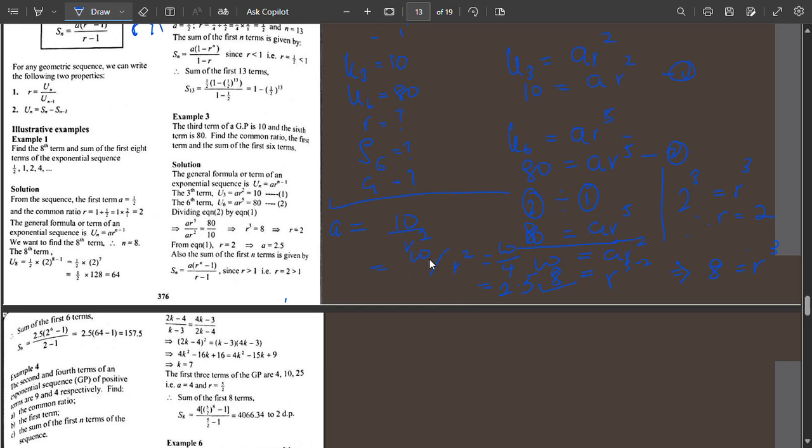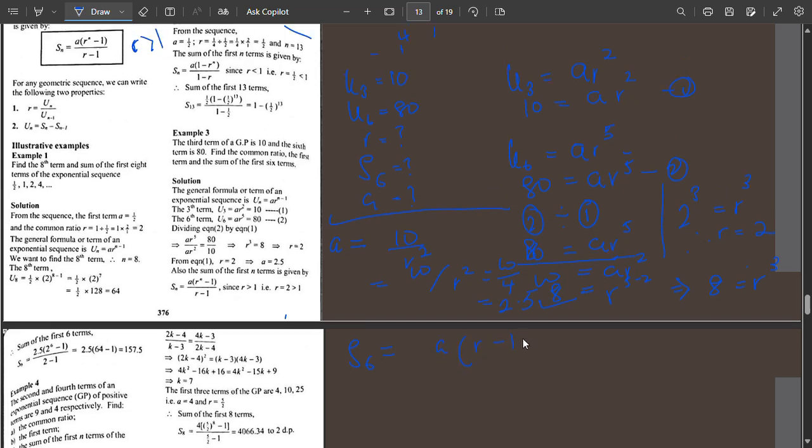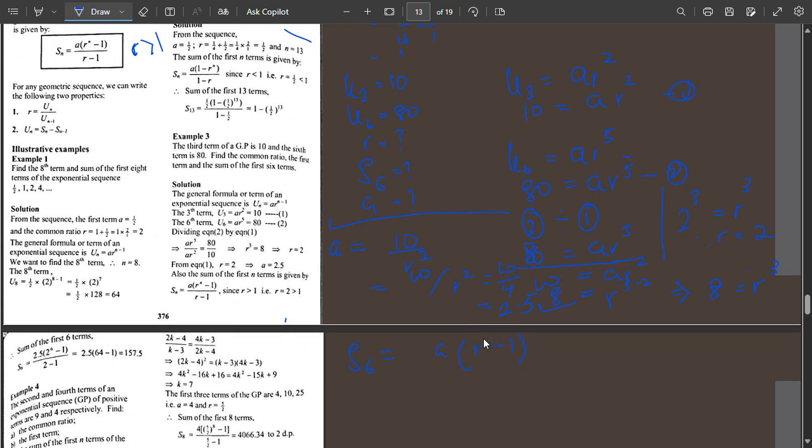And then the sum of the first 6 terms. Considering that R is 2, the sum of the first 6 terms will be given by A into brackets R to the n minus 1, all over R minus 1.